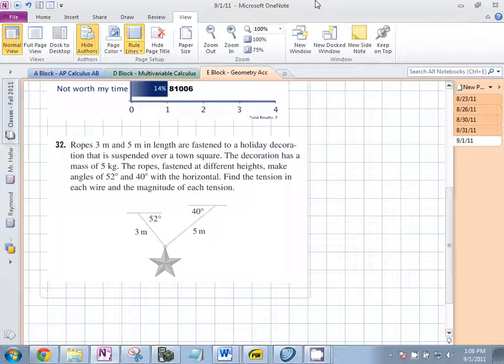So what are you finding? Find the tension in each wire and the magnitude of each tension. What does that mean? What are they asking for? The direction and magnitude. That is correct. They're asking for the direction and the magnitude.